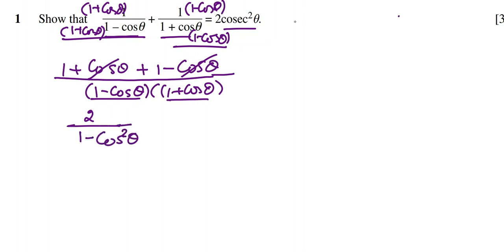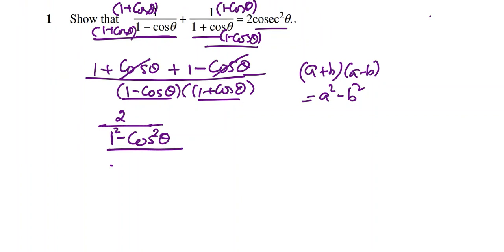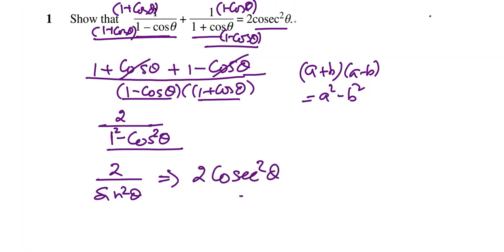I hope you know the identity: (a plus b) multiplied by (a minus b) equals a square minus b square. So this one is actually 1 square, which is 1, minus b square. Cos theta is b, so cos square. So that's why it is 1 minus cos square. And we know 1 minus cos square is same as sine square theta. And reciprocal of sine square is cosecant square. So we can write this as 2 cosecant square theta, and that was the right hand side. That's what we needed to prove.